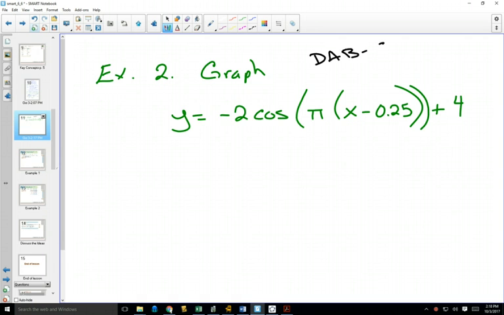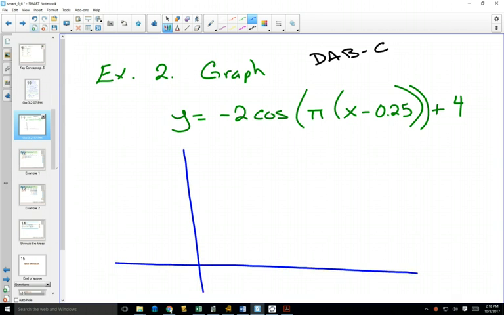So we're going to think about DAB-C. And before we draw our axes, we're going to think about the D and the A at the same time. Can you see that your center line is going to be at 4 and your amplitude is 2? Even though there's a negative out there, we still say that our amplitude is 2. Amplitude is always positive. So as far as setting this up, I don't need very much below the x-axis because my center line is at 4. No, period is also always positive. Center line is at 4.